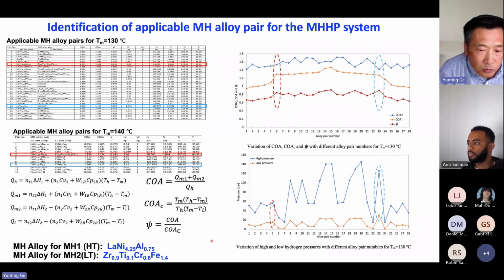So in the end, we finally select these two metal hydrides as the working metal hydride pair. One is this, one is that. This is for the high temperature reactor, and this is the low temperature reactor.